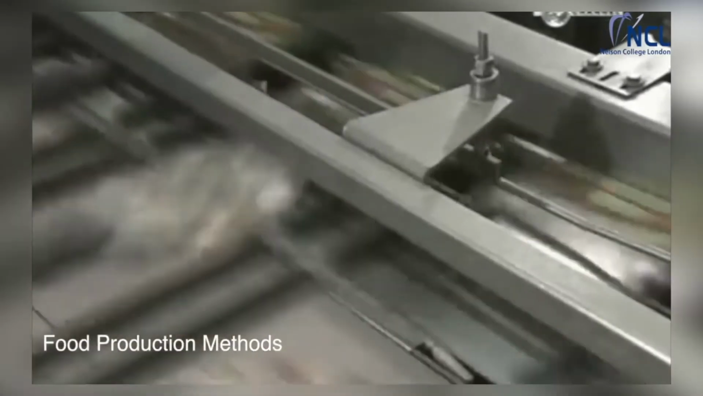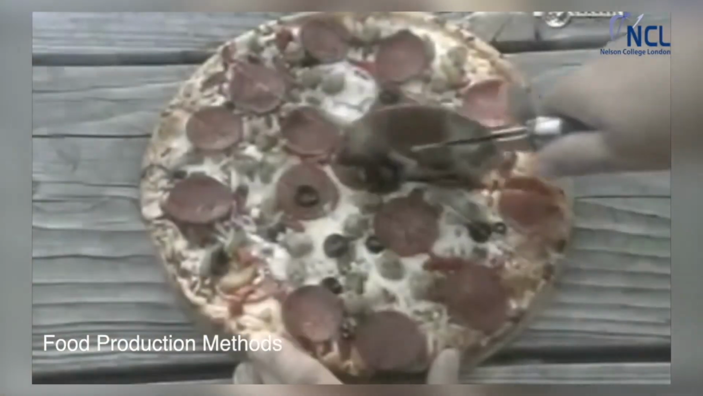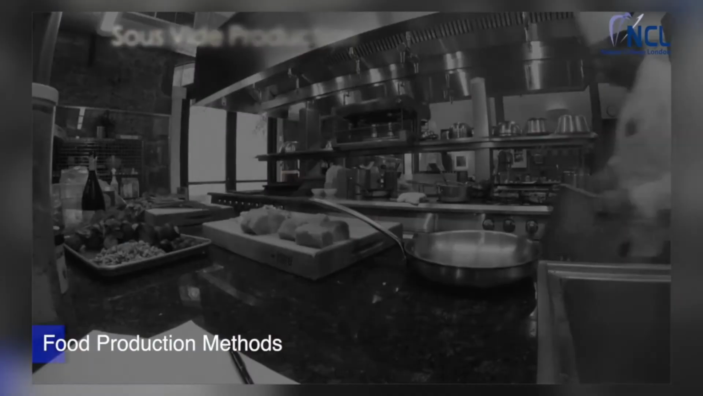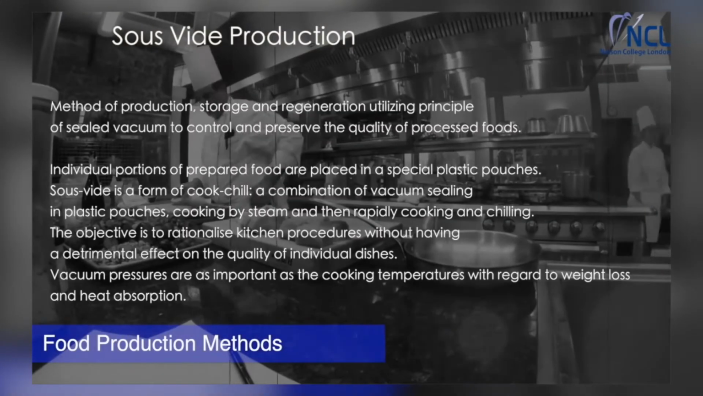Finally, an arm pushes each pizza into a waiting box. All that's left now is to heat it up and dig in. The next production method is sous vide.